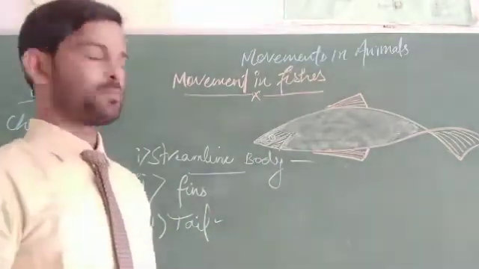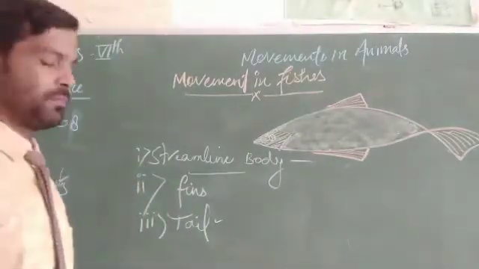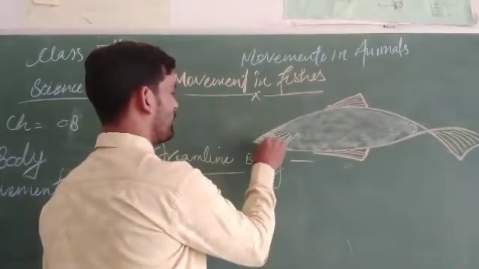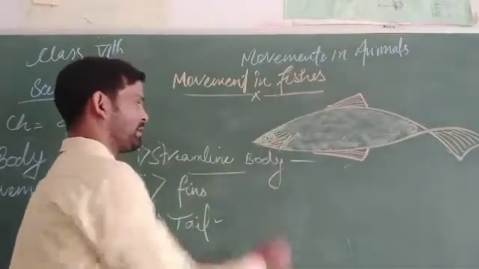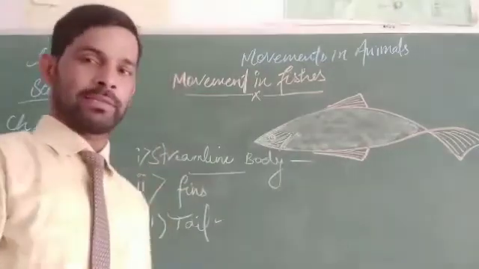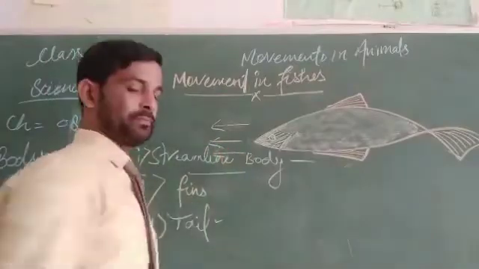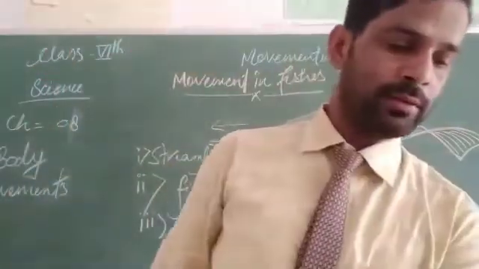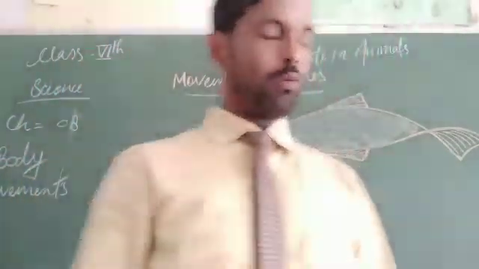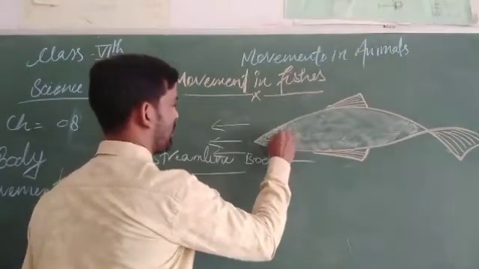And due to the streamlined body, the fishes can move very fast without facing problems in movement. Due to its streamlined body, friction is very less, and it can move forward in a very smooth manner. Here we can say it is an animal which lives in water. It can also breathe in water, because it has gills.